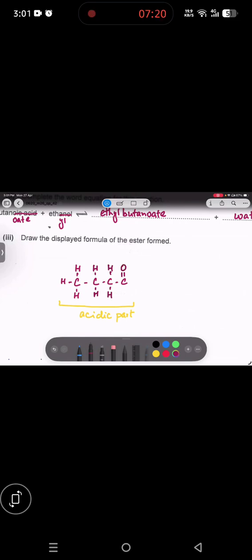Carbon with a double bond here, single bond. It will attach with the ethanol. Ethanol has two carbons, one and two. The last carbon will have three hydrogens, and before that the carbon will have two hydrogens. So this part is known as alcoholic.